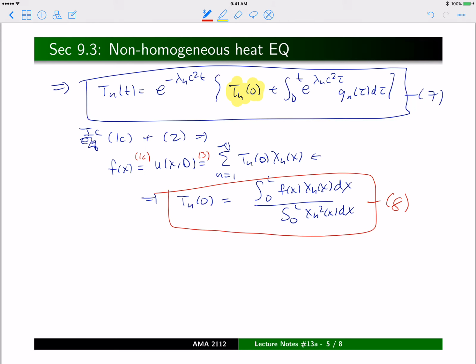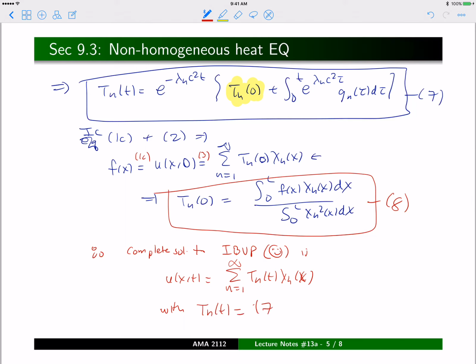So the complete solution to the initial boundary value problem is u of x and t equals the summation from n equals 1 to infinity of Tn of t Xn of x, with Tn of t given by equation 7 and Tn of 0 given by equation 8. That's it.